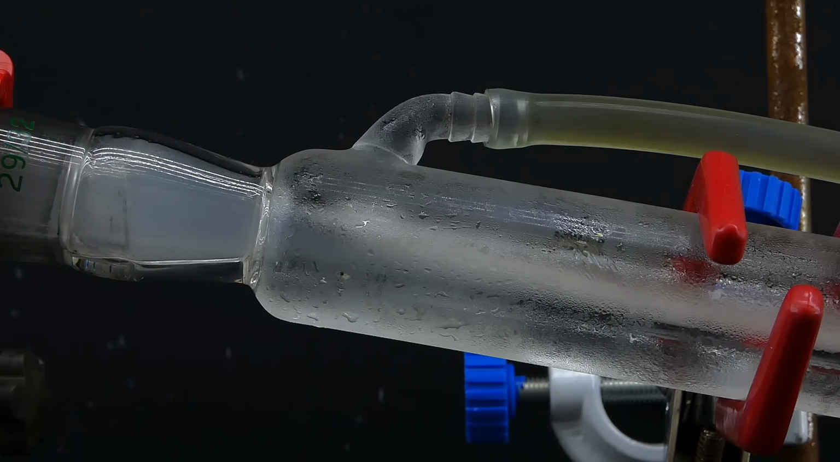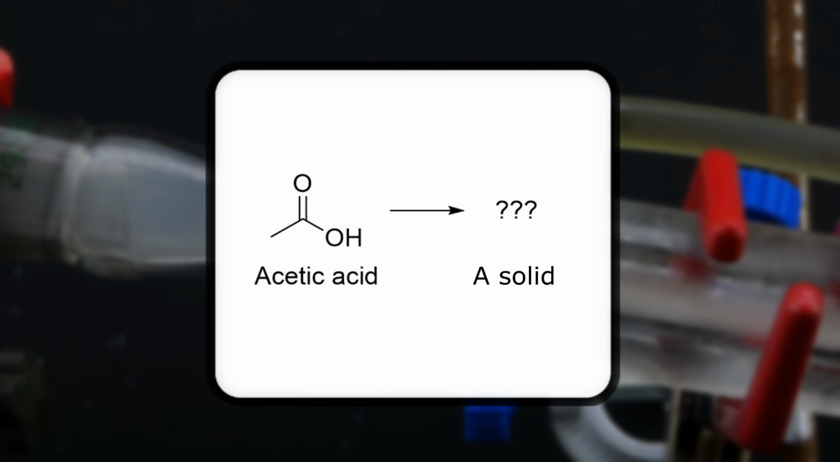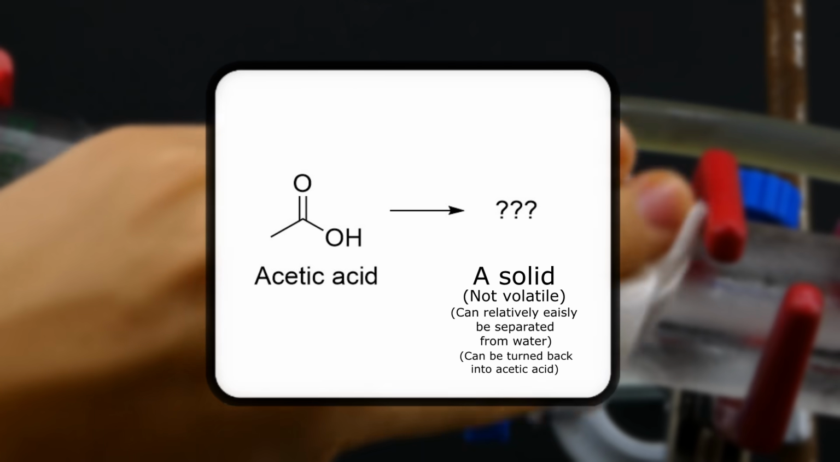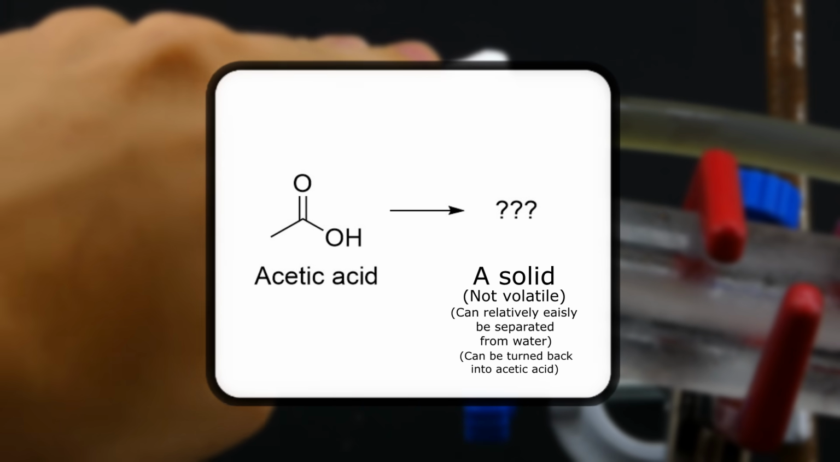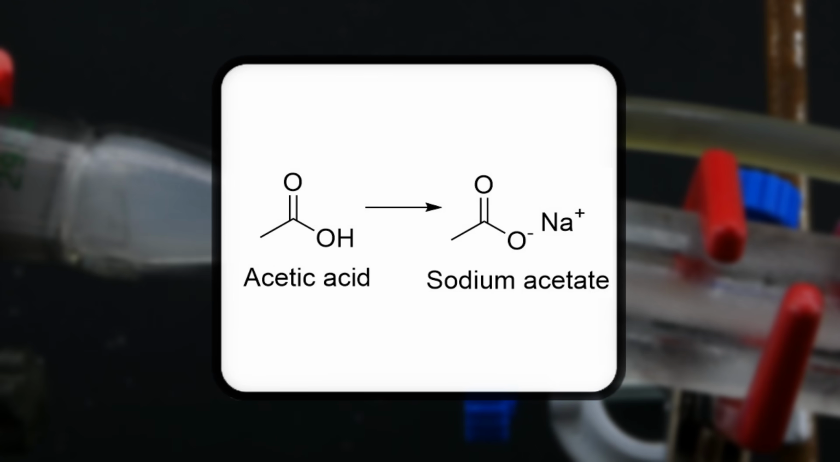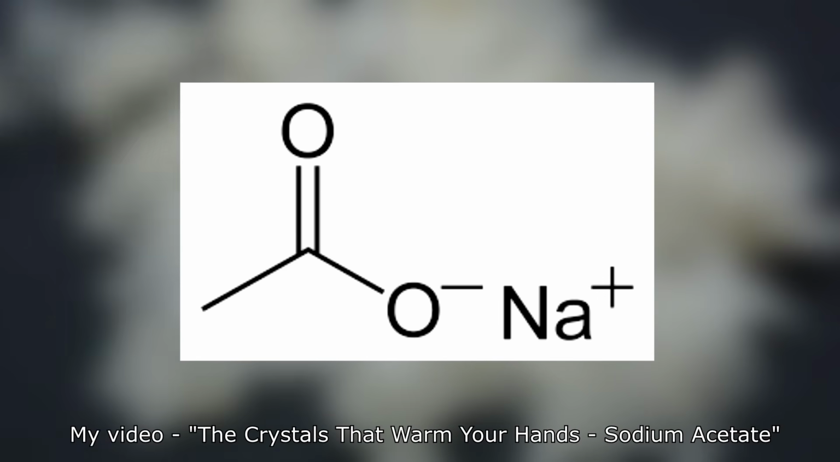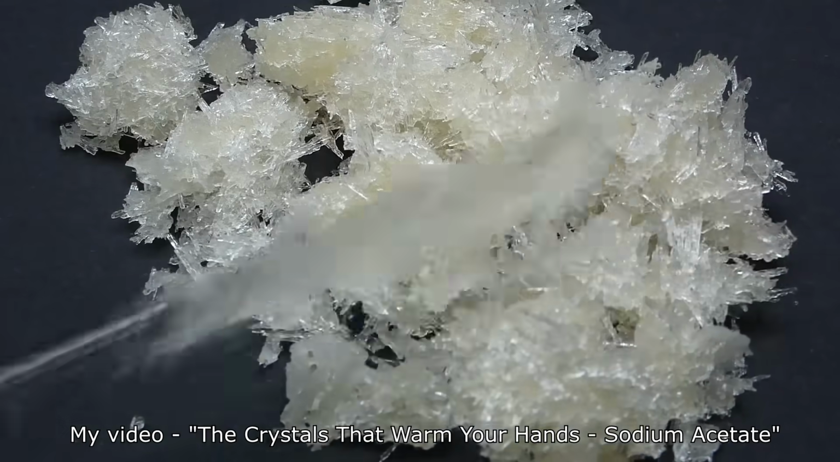The first one of them has to allow me to somehow turn the acetic acid into a solid that is not volatile and can relatively easily be separated from water. It also has to be capable of being turned back into a liquid. Fortunately, the chemical that I need to make is really easy to synthesize and doesn't require any weird precursors, and that chemical is my good old friend sodium acetate. I really have a lot of nostalgia when it comes to it, because it was the subject of a very old video on my channel, and today I get to work with it again, which is really quite nice.